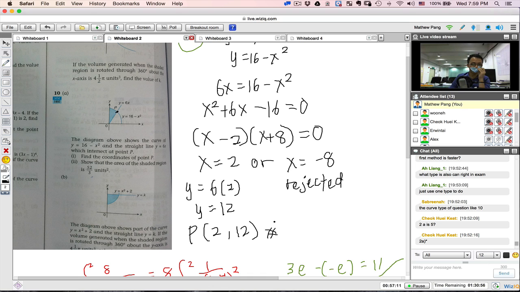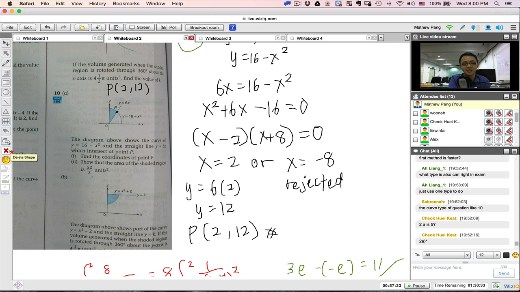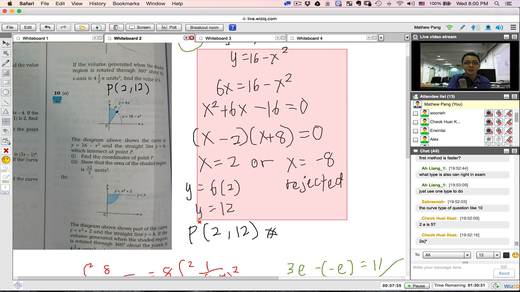Then what they were trying to find is show the area of the shaded region is 52 over 3. So now you need to find the shaded region. So let me write down my coordinate over here because I'm going to erase the whole thing. 2 and 12. In MX, whenever they ask you to find the coordinate, most of the time you just do the simultaneous equation. Take two equations, substitute to each other, then you can find the intersection point. Okay?